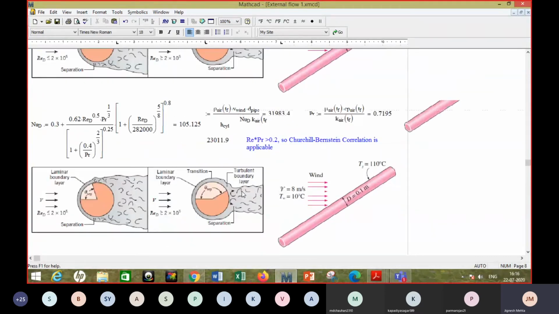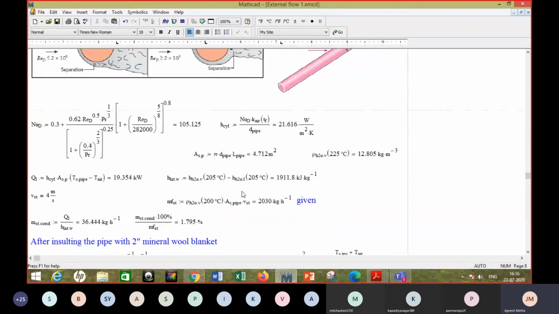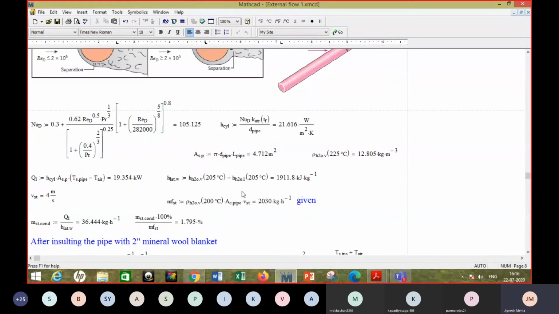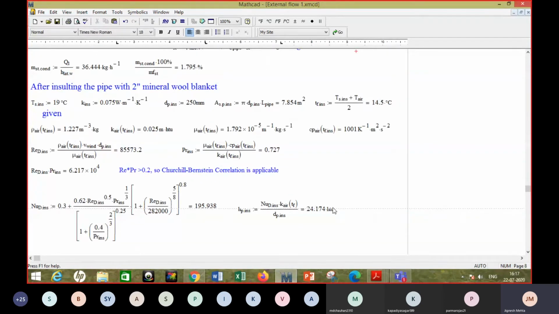What you got earlier is different. What you got earlier was 105. Now it is 195, and H value is a bit higher, 24.17, but not very much different, right? This was 21.62 and now it is 24 point something. So H value has not changed much.